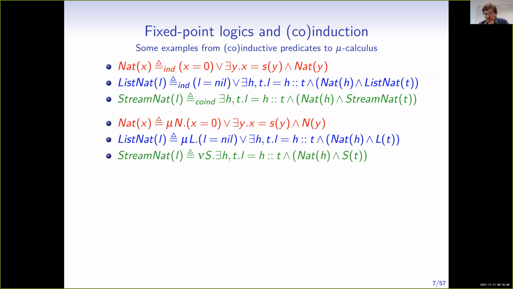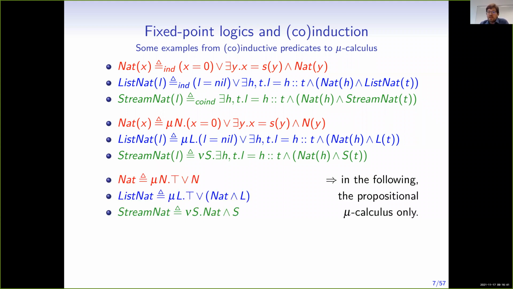But those predicates could be reformulated, saying that essentially if NAT is an inductive definition, then it should be a least fixed point of a predicate transformer. It should be viewed as the least fixed point construction on an operator taking a predicate N and returning this one. We can do this for both the NAT predicate, the least one, and the stream NAT predicate. And we can, of course, forget about the first-order part of the statement and look at the propositional skeleton of those statements. Here we find a propositional μ-calculus formula.